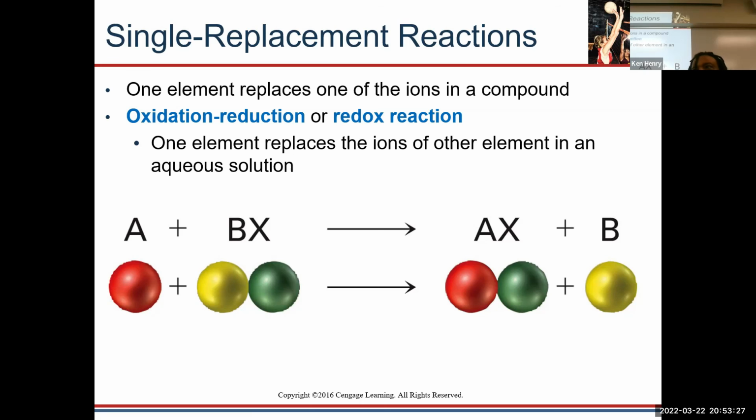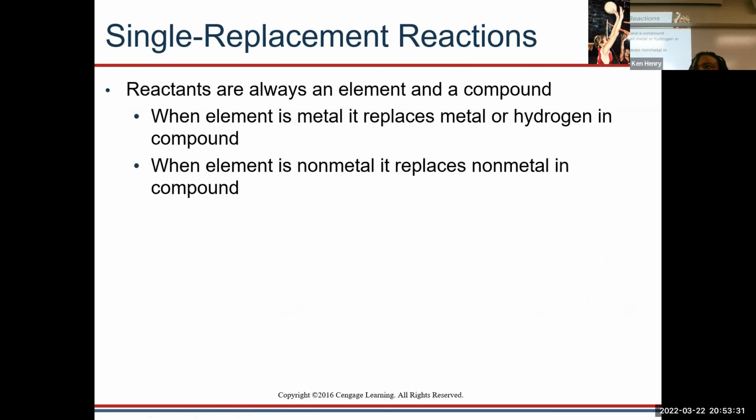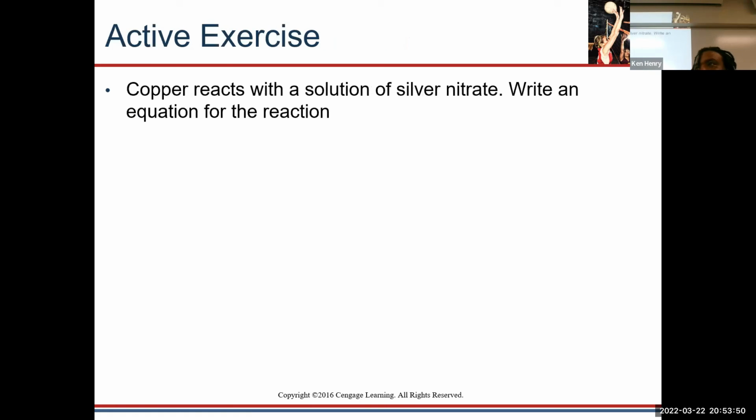When something is reduced, it's going to be gaining an electron. I'm going to show you an example real quick. But before I show you that example, when we do the replacement, we're going to have to replace a metal with a metal or with hydrogen, or we're going to replace a non-metal with a non-metal. So this is all review, right?